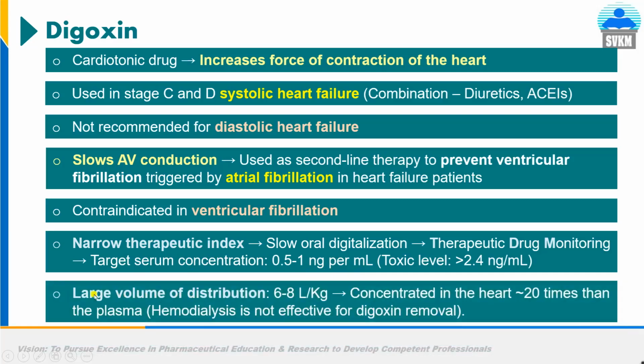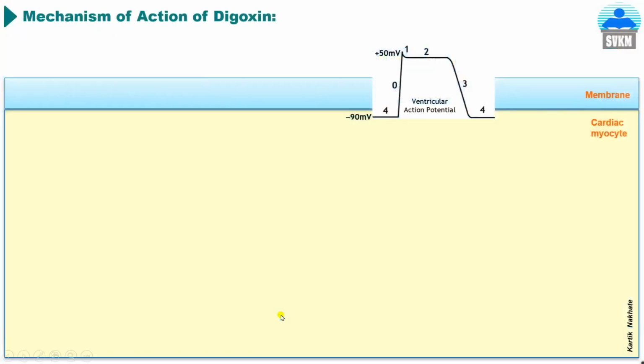Digoxin has a large volume of distribution, which is 6 to 8 liters per kg. It is concentrated in various tissues, particularly in the heart tissue, which is about 20 times that of the plasma. Therefore, the hemodialysis technique is not very effective in the management of digoxin toxicity. Now let us see the mechanism of action of digoxin.